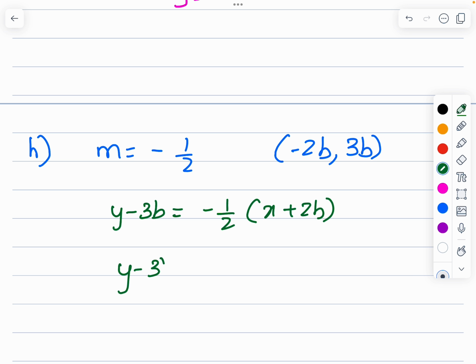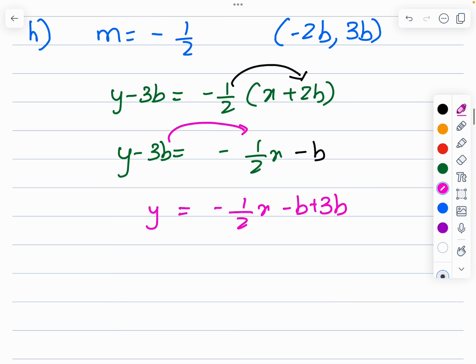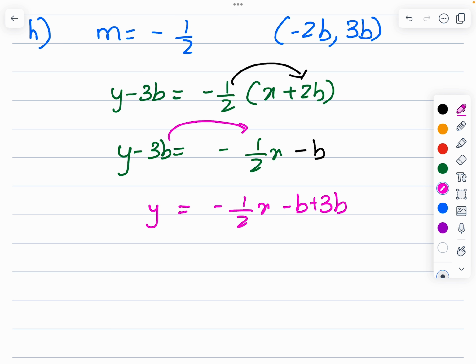So y minus 3b equals negative 1 upon 2 x. Negative 1 upon 2 times 2b is negative b. Then move negative 3b to the other side. y equals negative 1 upon 2 x, negative b plus 3b. So what does that become now? y equals negative 1 upon 2 x plus 2b. That's going to be the answer.